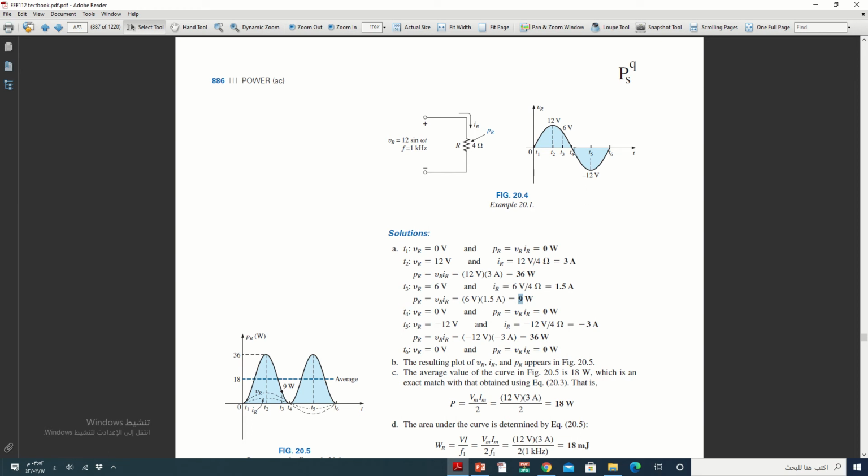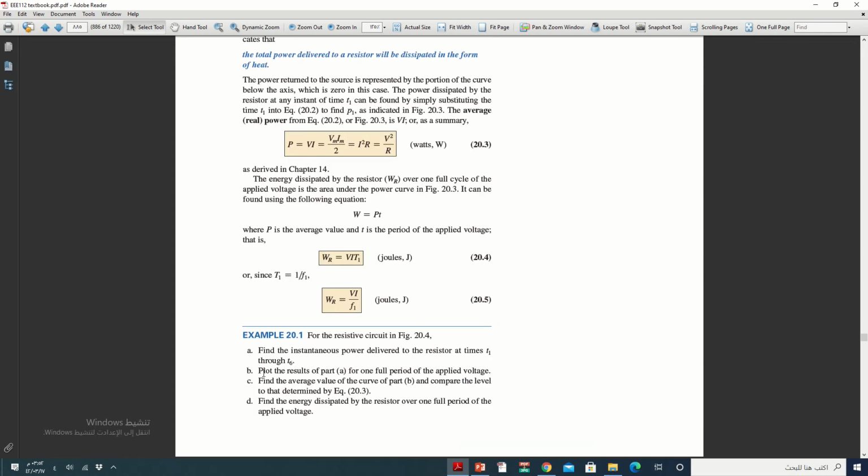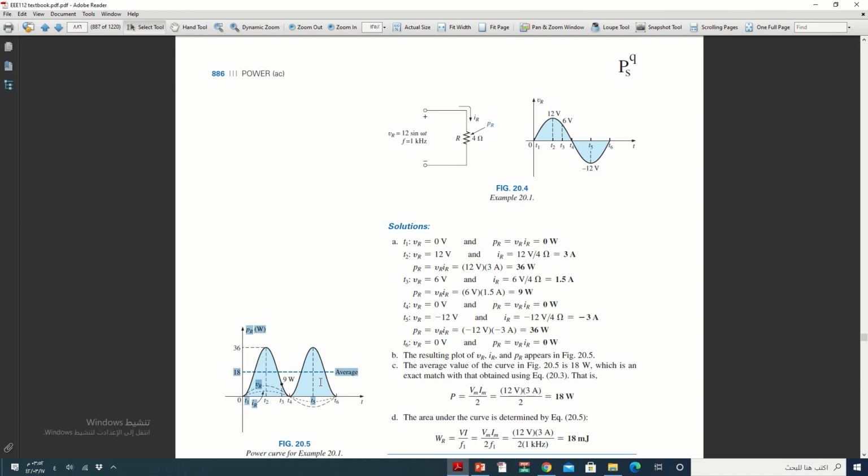During t4 it is clear also, it is 0 watts since the voltage is 0. During t5 it is minus 12, divided by 4, you will get minus 3. Now minus 12 times minus 3 becomes 36, another 36, another peak here. At t6, V equals 0, this means the power equals 0. This is part A. Part B: plot the result of A over one full period of applied voltage. We draw it as shown here. This is the drawing.